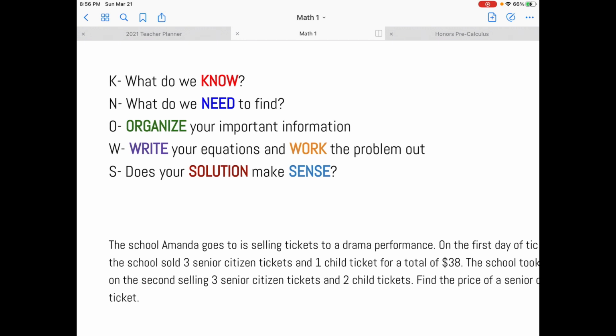O is organize your important information. So we're going to organize what is important about the problem that we highlighted. W, we're going to write your equations and write the problem out and work the problem out. And S, does your solution make sense? So K stands for know, N stands for need, O stands for organize, W stands for write and work, S stands for solution makes sense.